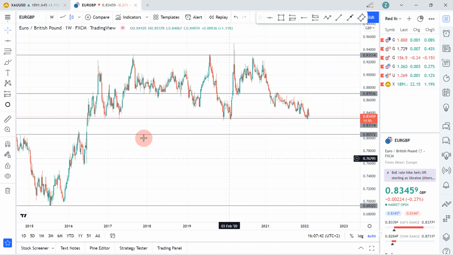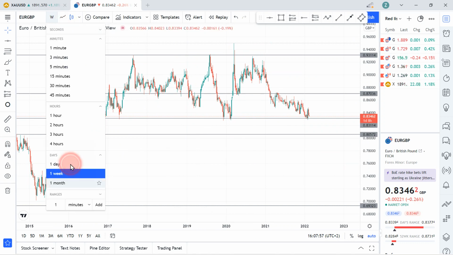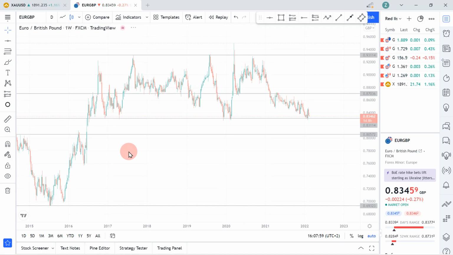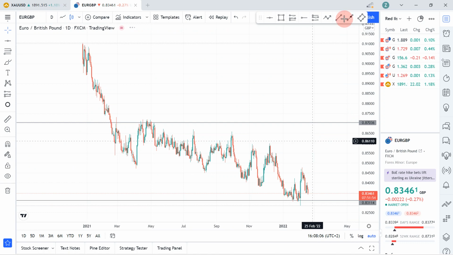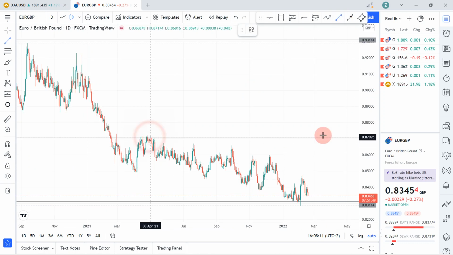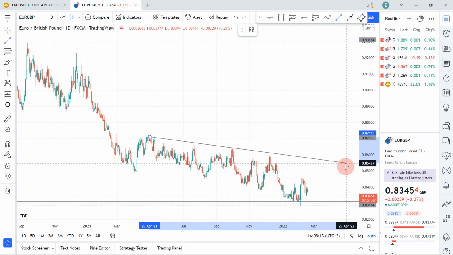And then what you would do is, okay, the market is ranging between this key level here and this key level. So the next thing you would do is go to a daily time frame, and on the daily time frame is where you identify patterns, your trend lines.